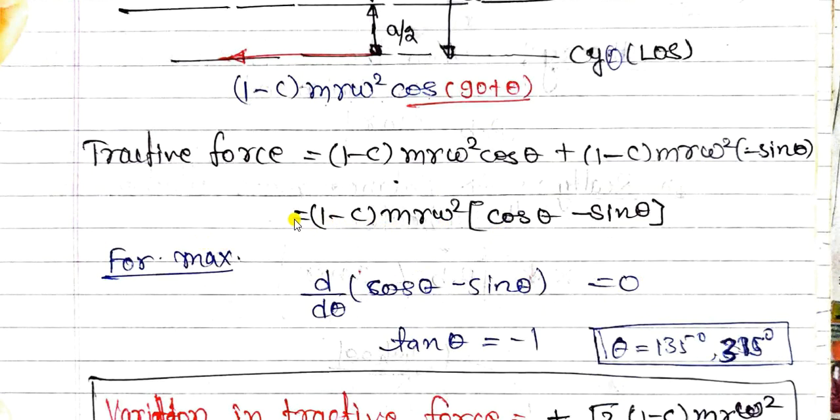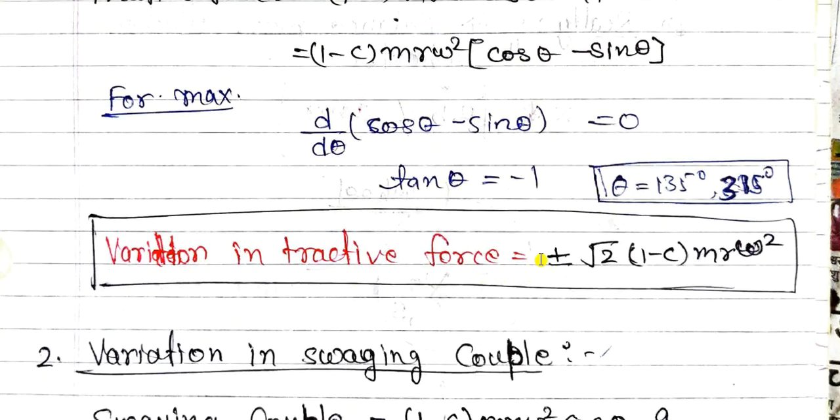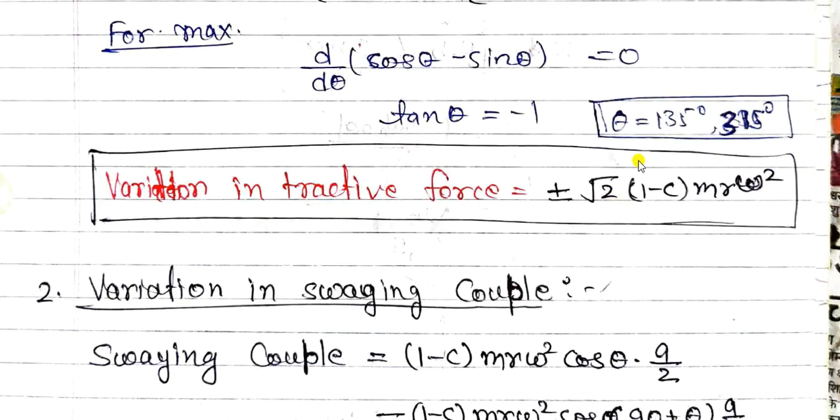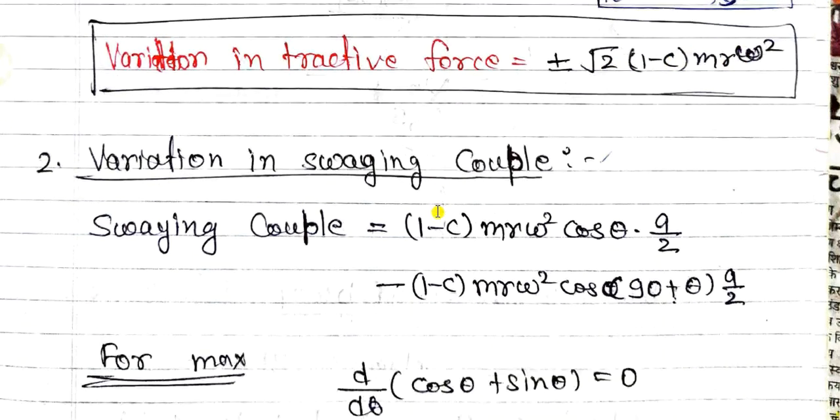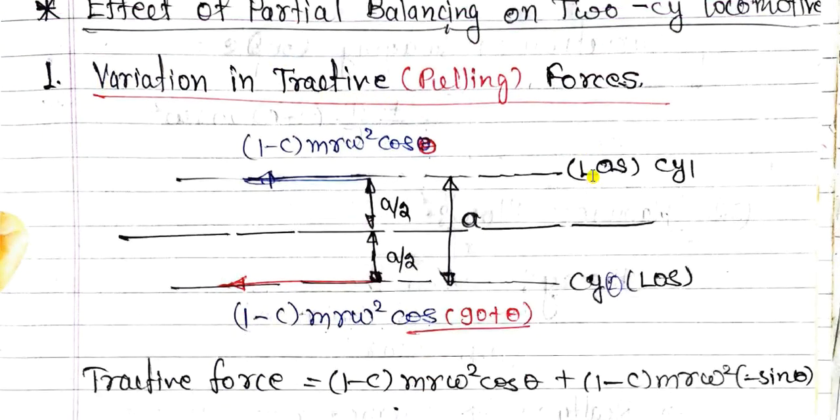So when it will be maximum, you can differentiate this and put it equal to 0. You get tan theta equal to minus 1. So when will it be maximum? When theta is equal to 135 degrees or 315 degrees. This is the maximum variation in tractive force, meaning the maximum force. If you put theta as 135 or 315, you will get this. So this was the variation in tractive forces.